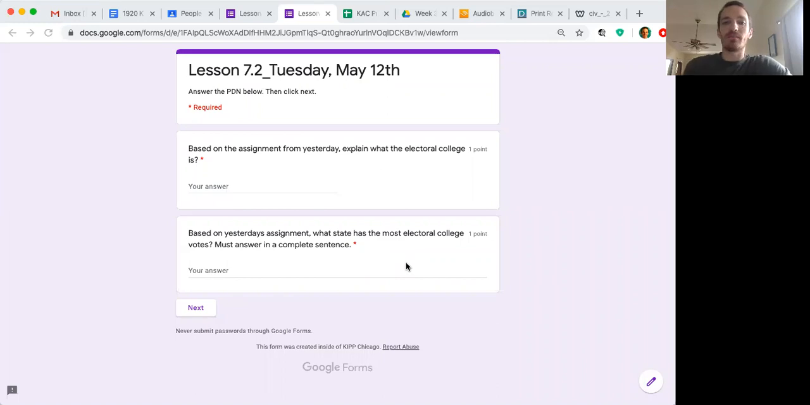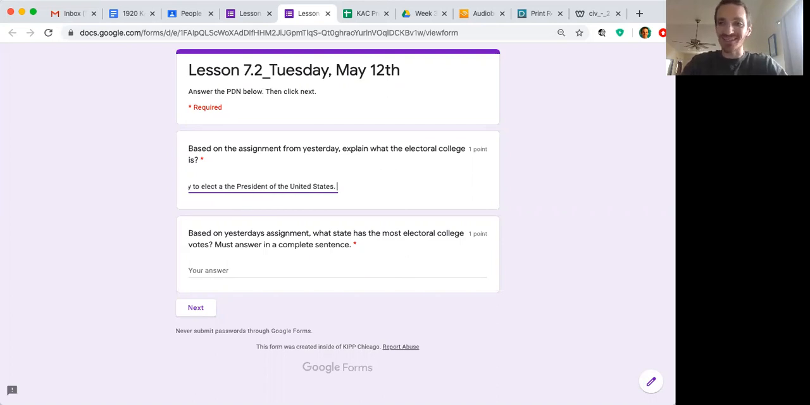Tuesday, May 12th, lesson 7.2. Based on the assignment from yesterday, explain what the Electoral College is. Your answer should sound something like this. The Electoral College is an indirect way to elect the president of, Mr. Townsend, go back and capitalize that. President of the United States.